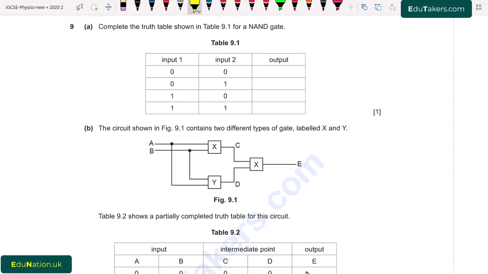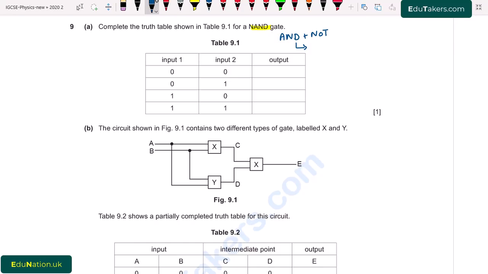Question number 9, part A. Complete the truth table shown in table 9.1 for a NAND gate. We have to complete this table for the NAND gate. First of all, we have to know what a NAND gate is. So a NAND gate is a combination of AND plus NOT gate. When we apply a NOT gate over an AND gate, we get a NAND gate.